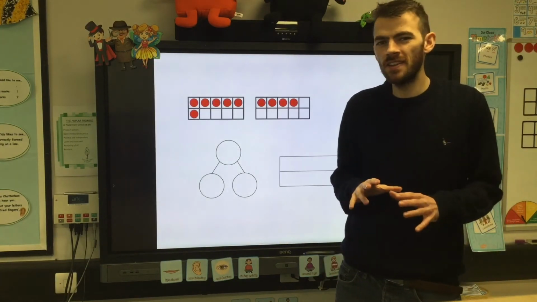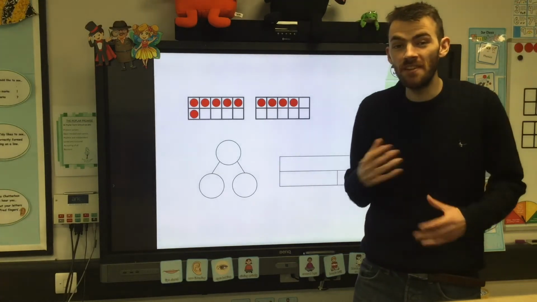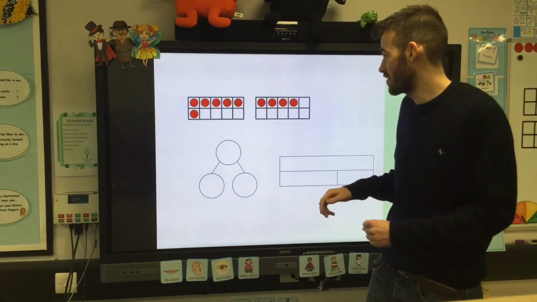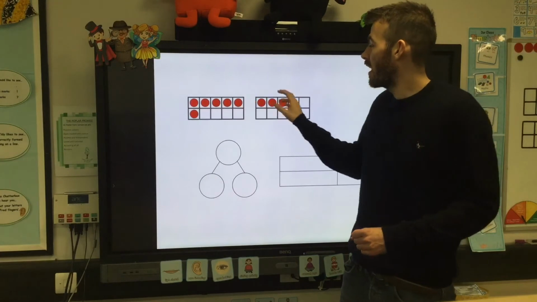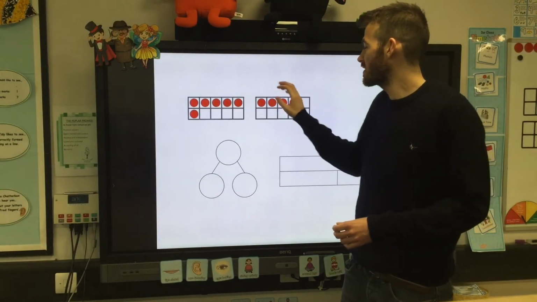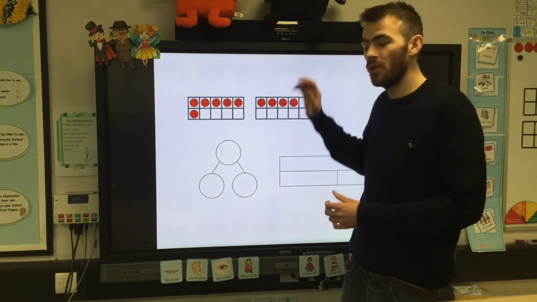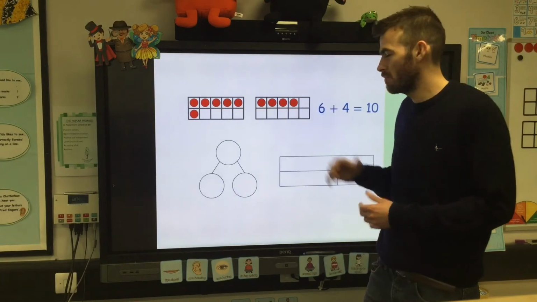Now we've had a go at finding some number bonds, I'm going to show you some different ways of representing that relationship. So here we have a tens frame. We know that we have 6 add 4, and we know that if we put those together it makes 10, and that's a number bond to 10.